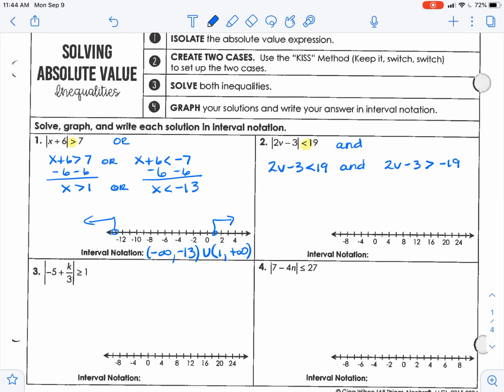So now I'm going to solve it. Okay, so v is less than 11. I can go ahead and graph that and then do this one.